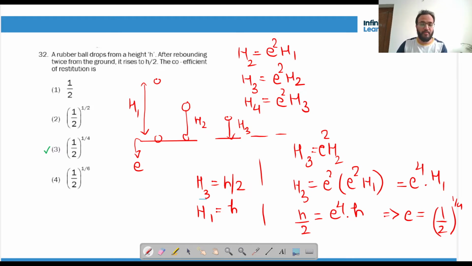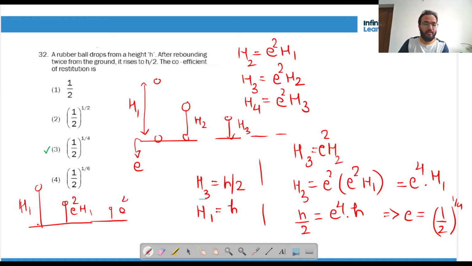So remember this formula, that if you drop an object from a height capital H1, it rises to a height e square h1 and then e to the power 4 h1, then e to the power 6 h1, like this.